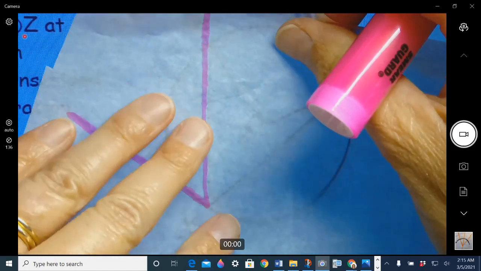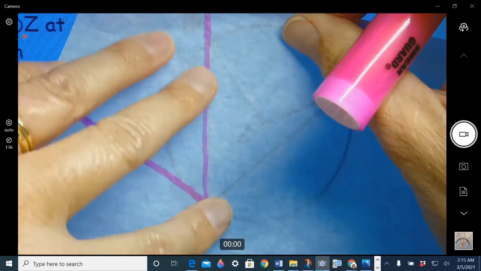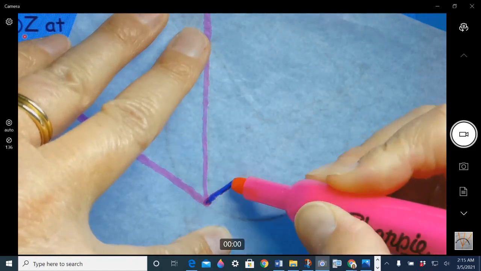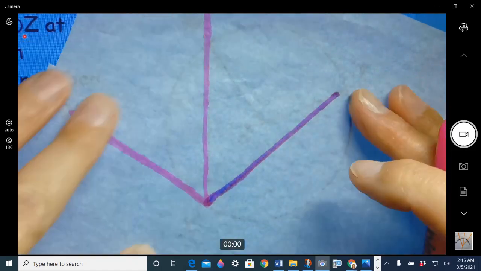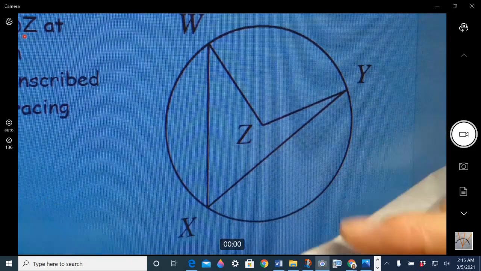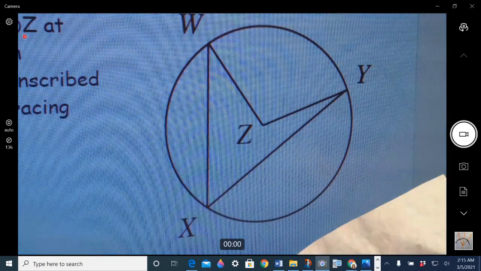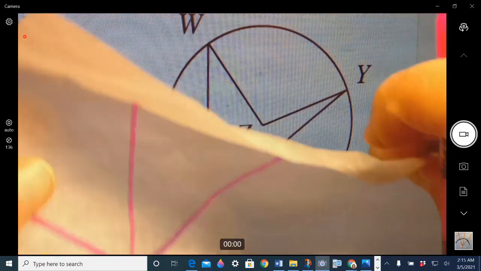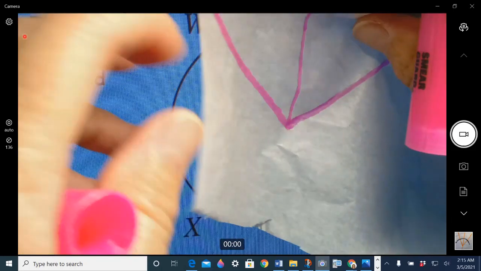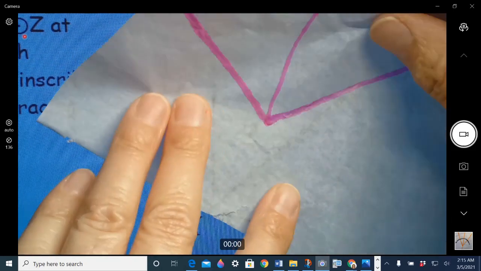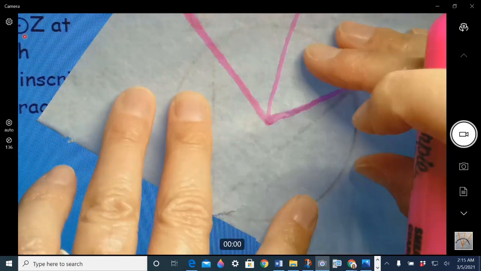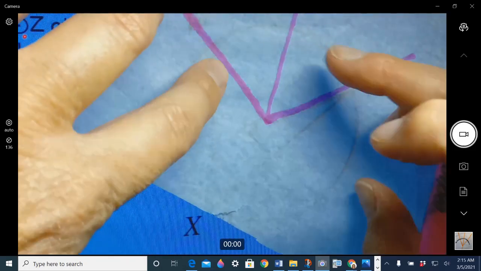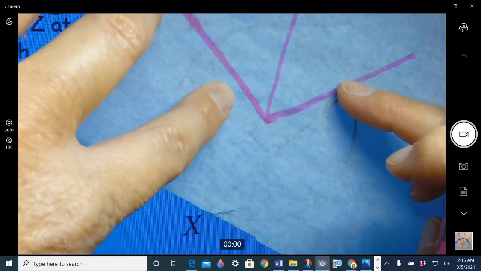Okay, so I'm lining it up so I can basically make two of these angle X's. Now I'm going to take these two angle X's and compare them to this angle Z. I know it's kind of hard for you guys to see it, but what happens is it ends up being on top of that angle.